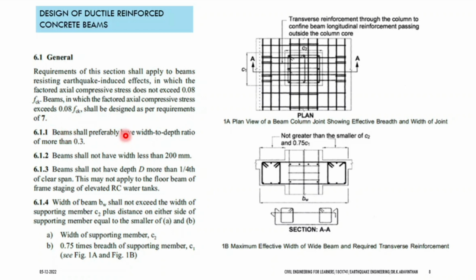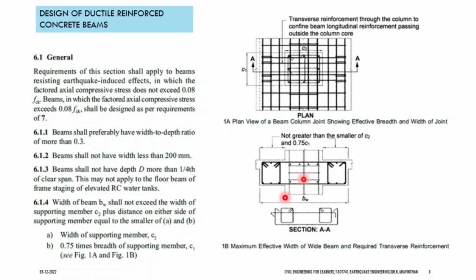Beam shall preferably have a width to depth ratio of more than 0.3. Beam shall not have width less than 200 mm. The depth of the beam shall not be more than 1/4 of the clear span. And for the width of the beam you have three conditions. There are some cases where you have a wider beam and the column might be much shorter.